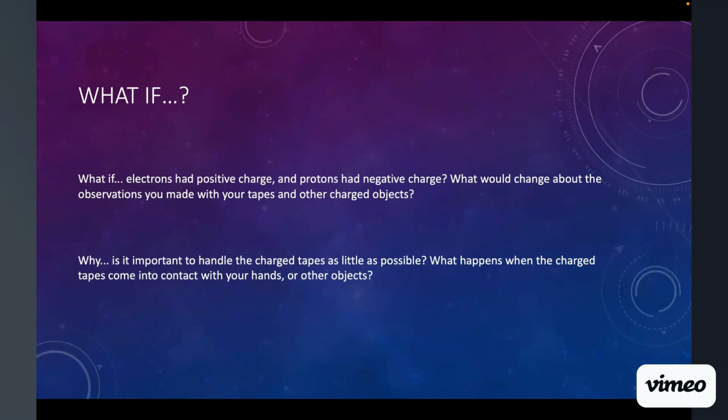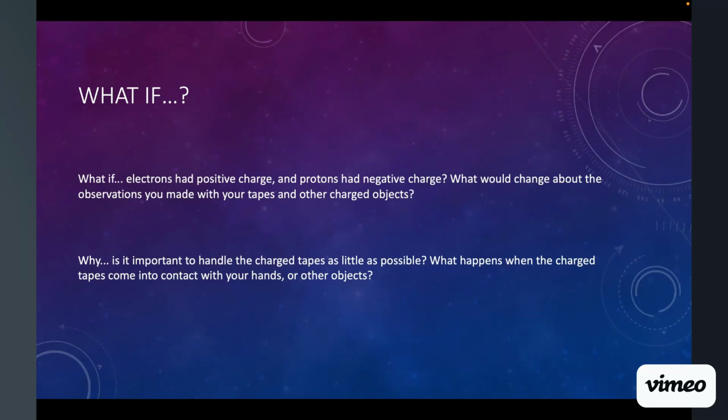Now some what-if and why questions. What if the electron had positive charge and the proton had negative charge? I believe this wouldn't change anything. Maybe instead of seeing how many electrons were lost, we'd see how many electrons were gained, and vice versa. Just that type of thing, but the actual numbers will not change much.